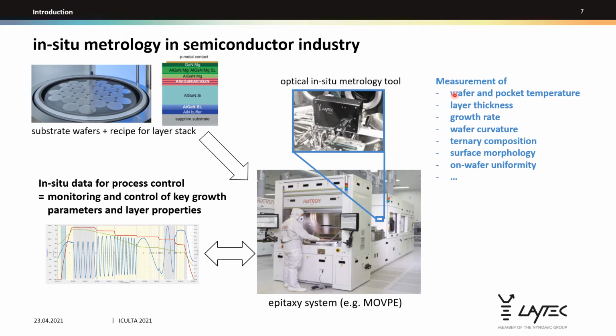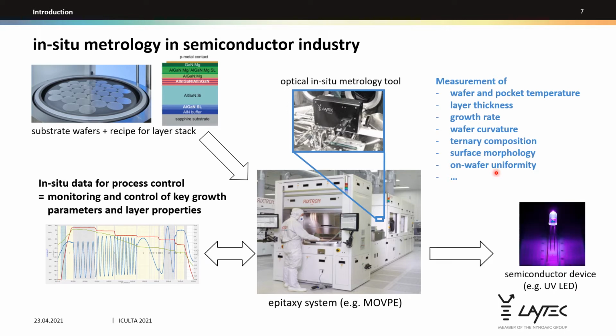Usually the measurements are performed for wafer and pocket temperature, for layer thickness and growth rate, wafer curvature, ternary composition, and surface morphology. It's also possible to provide information on the uniformity across the wafers. And that obviously helps in producing better UV LEDs on the long run.